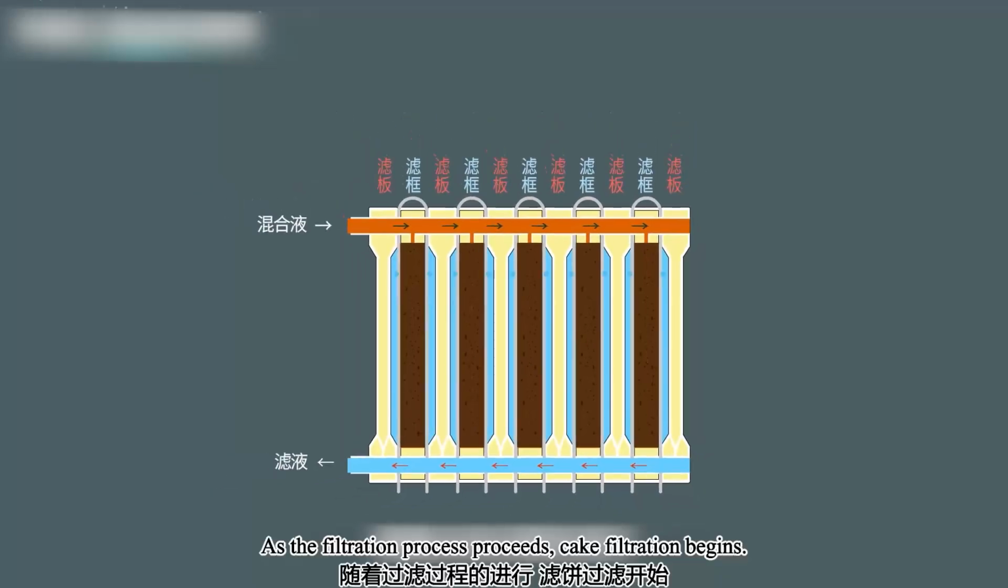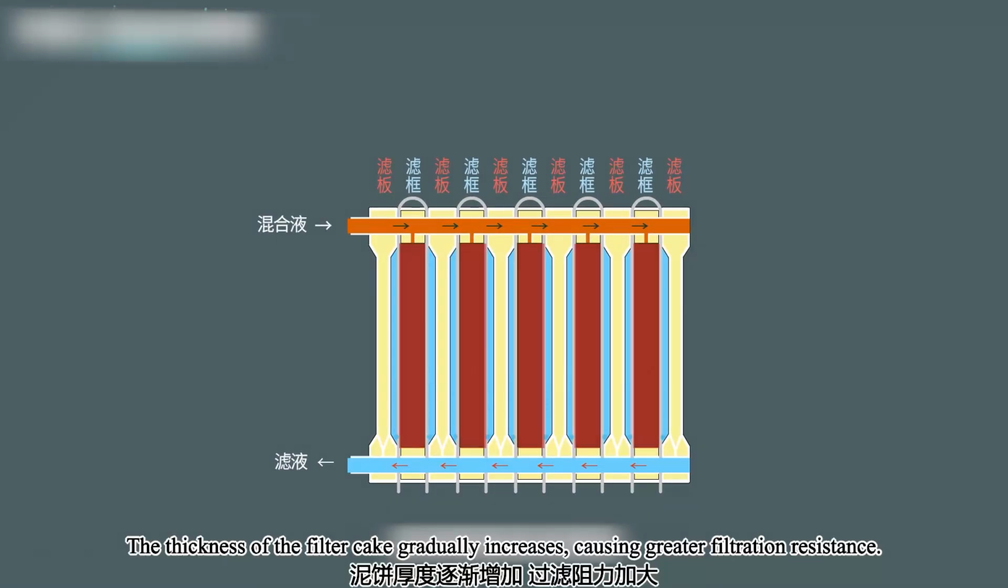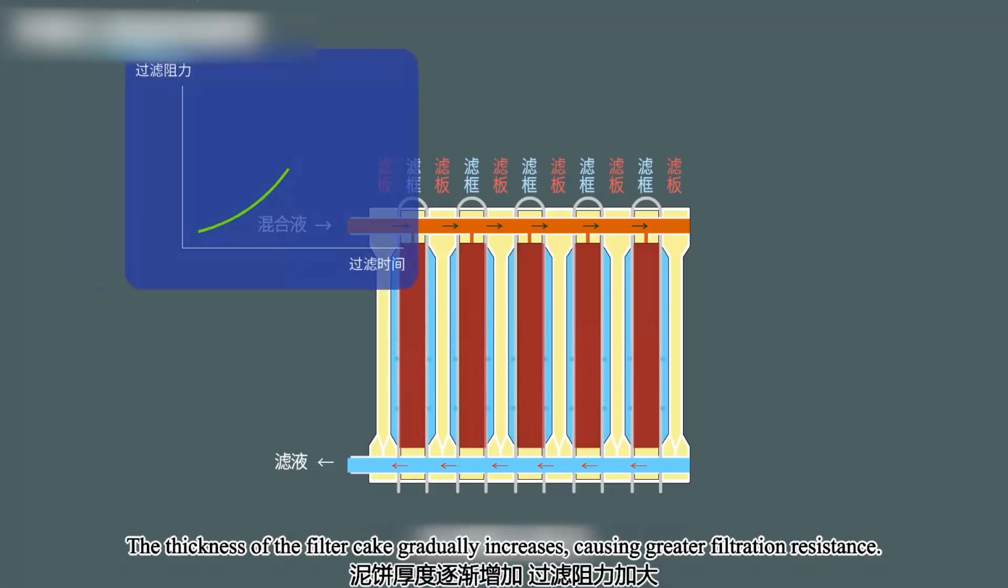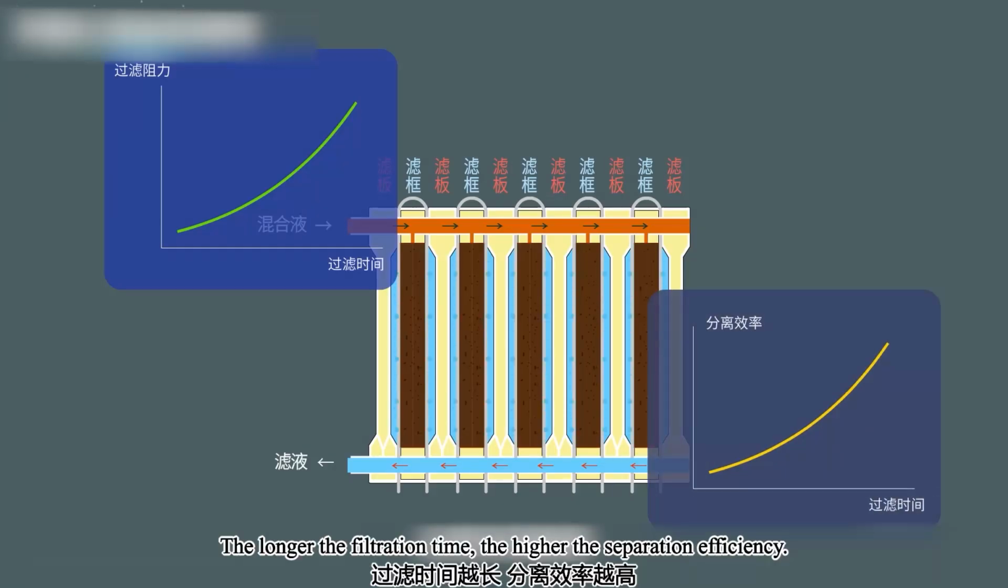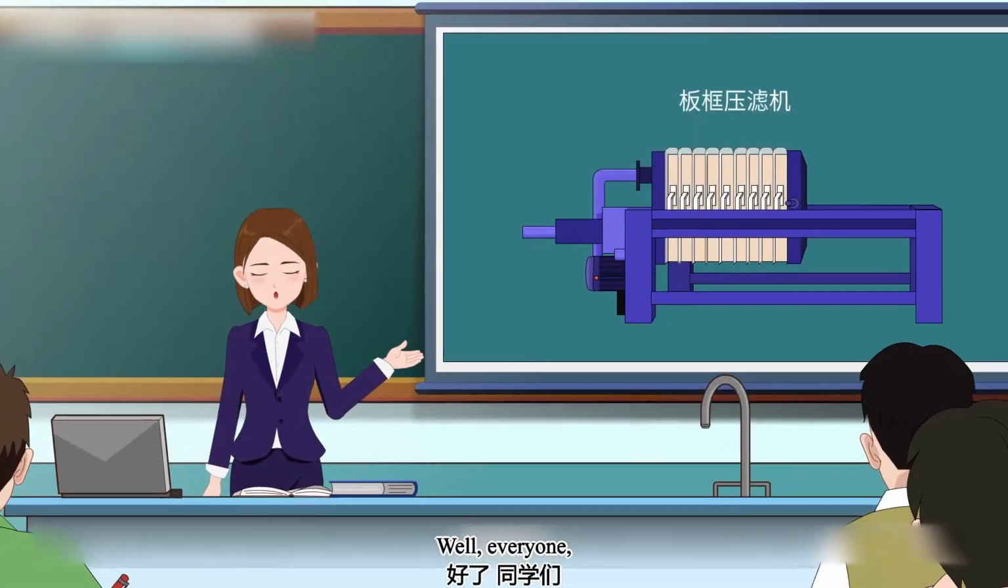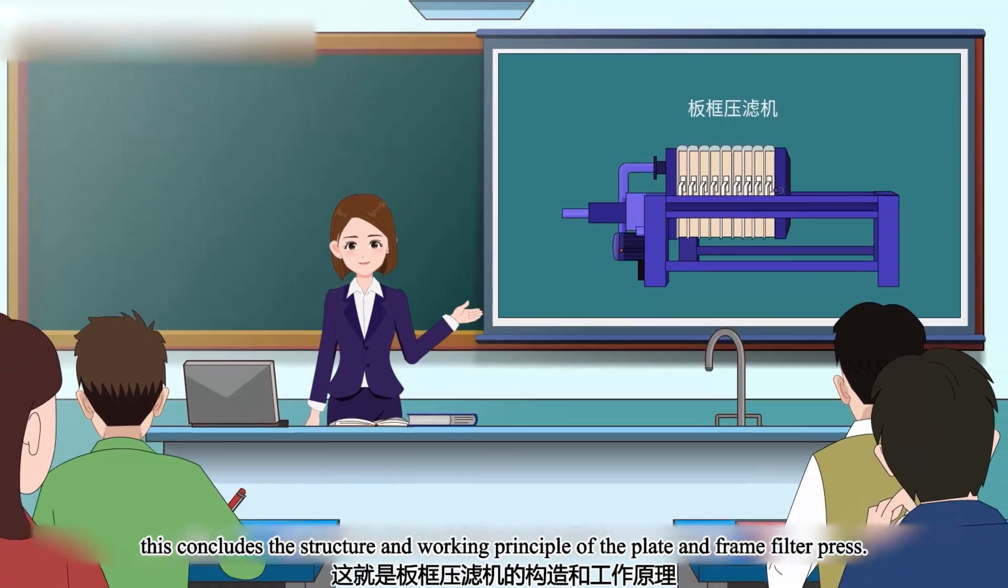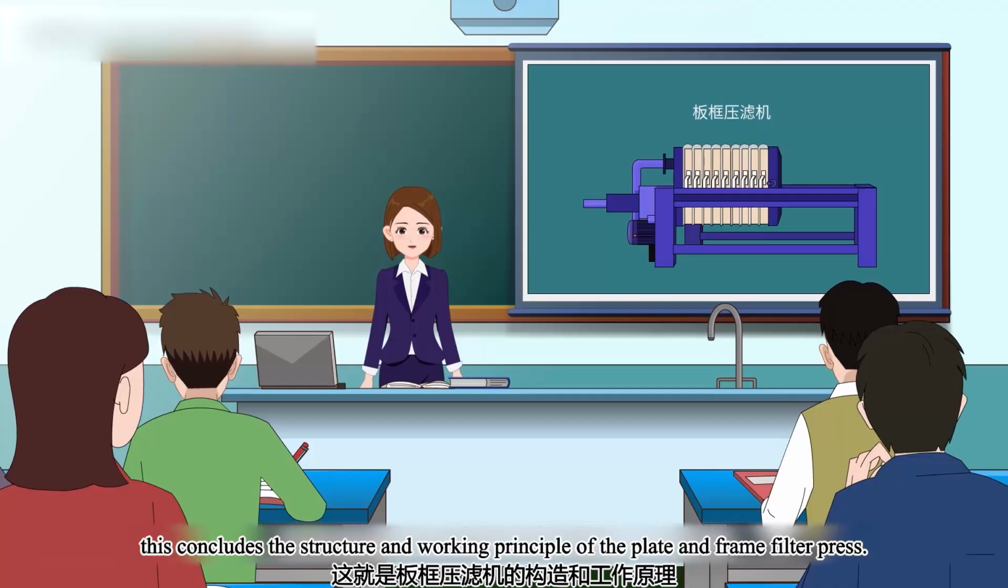As the filtration process proceeds, cake filtration begins. The thickness of the filter cake gradually increases, causing greater filtration resistance. The longer the filtration time, the higher the separation efficiency. Well, everyone, this concludes the structure and working principle of the plate and frame filter press.